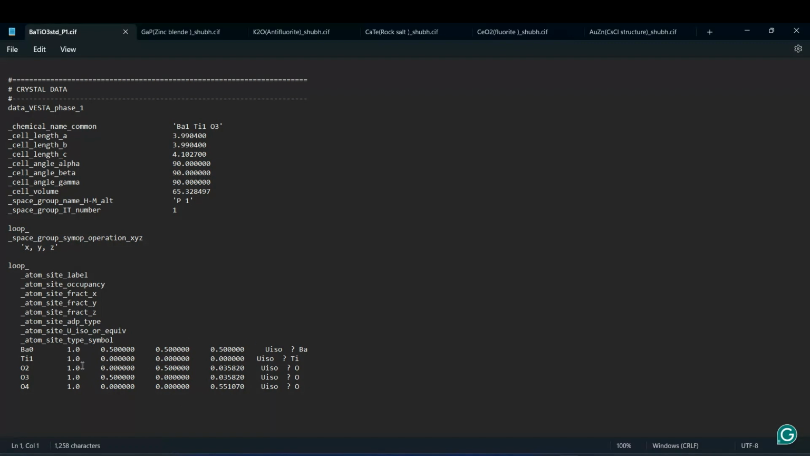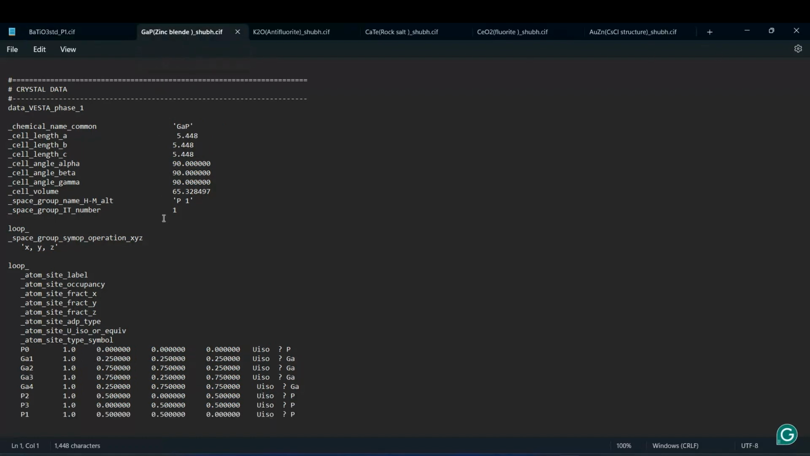So let's modify these and get our different kinds of data. GaP is like the zinc blende structure, and for that we have to provide a cell length of 5.448 angstrom. So we have made changes according to this.